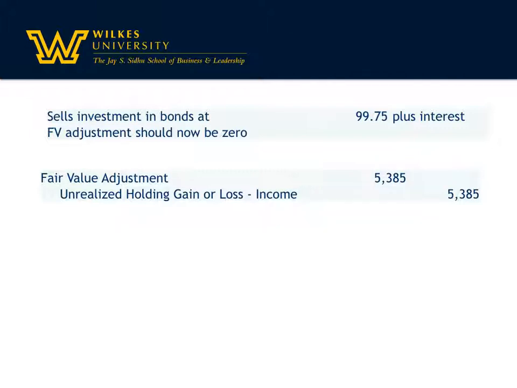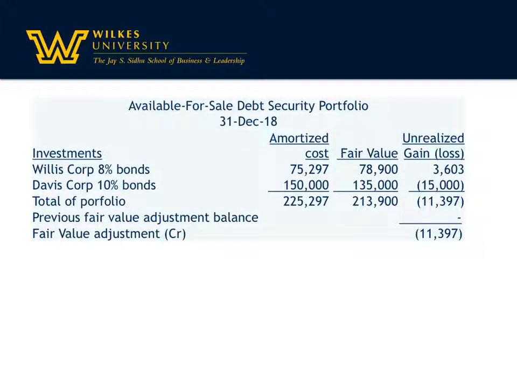But what do you do if there's an entire portfolio? Well, for this example, we've got 2 bonds here, and we've got a cost and a fair value and unrealized gain or loss for the year. So just think of them this way. The amortized cost is according to our effective interest amount. Fair value has to be given. We're going to total those, and the total of the portfolio says there's a loss of $11,397. Let's say this is the first year, so we have no prior adjustment in that balance.